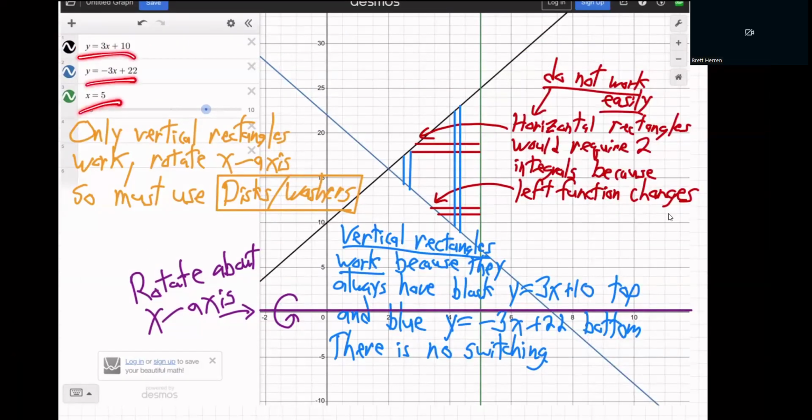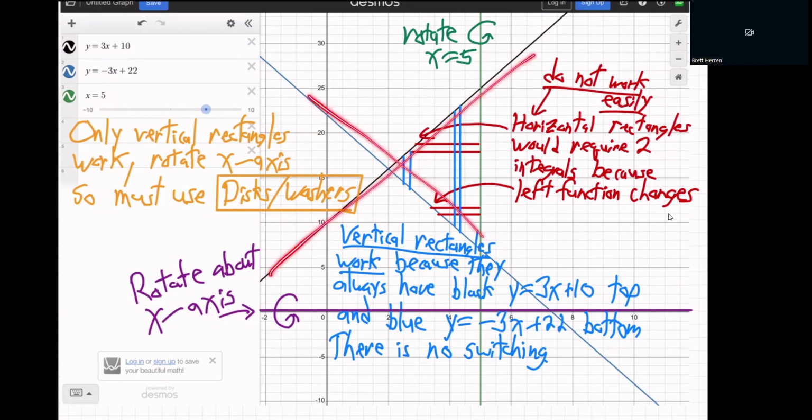Here's the functions. Here's the line of rotation. I'll put that in there. Here's the line we're rotating about, x equals 5 right there. And here's the functions, right? Here's one of the lines going up, one line's going down. Here's x equals 5. Here's the region, this little triangle, contained between.